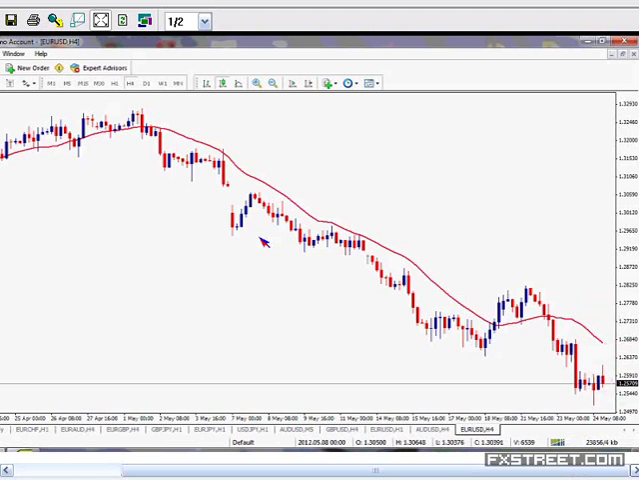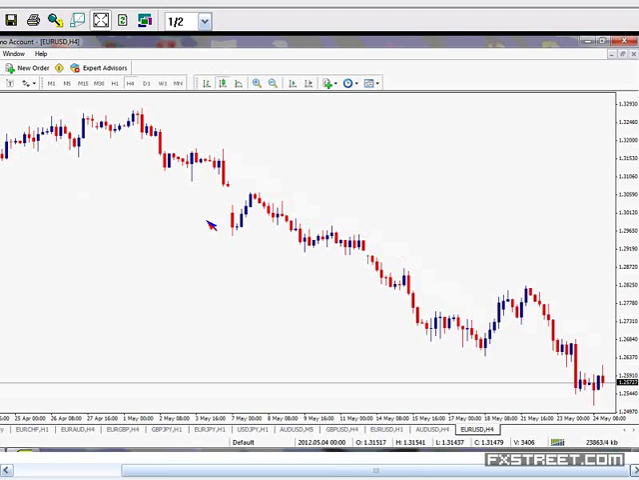Anyway, I will add a couple of short things. I will delete this moving average. I will add a couple of short steps, and we will jump into a trading strategy.